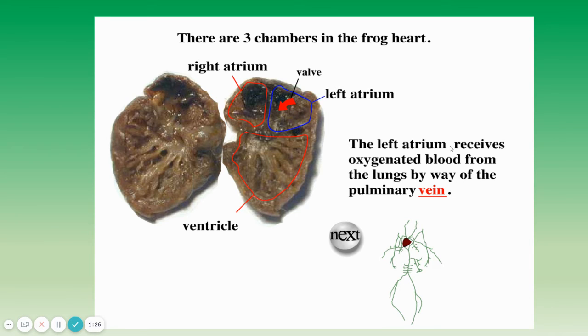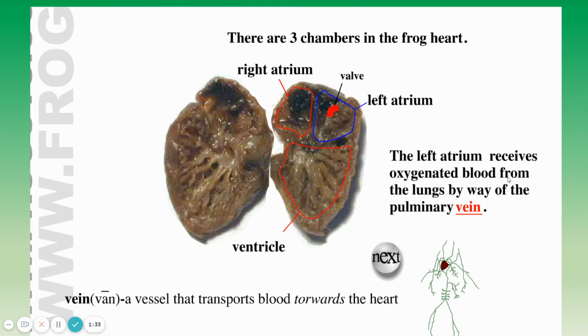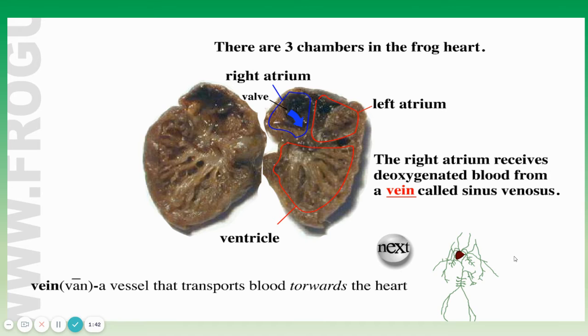So the left atrium, right here, receives oxygenated blood from the lungs by way of the pulmonary vein. A vein, by definition, is a vessel that transports blood towards the heart. The right atrium receives deoxygenated blood from a vein called the sinus venosus.